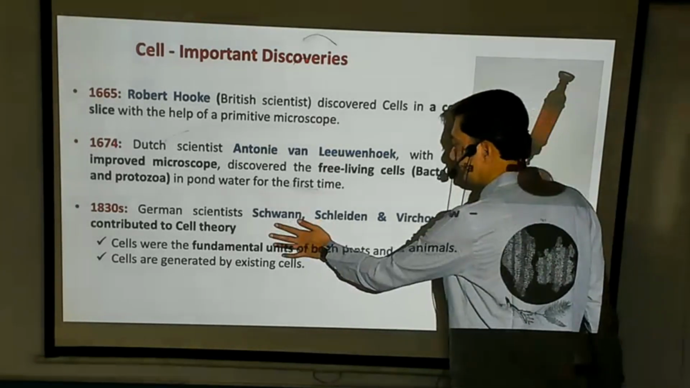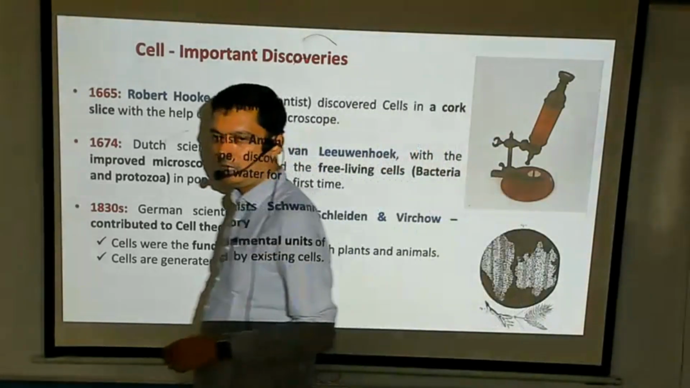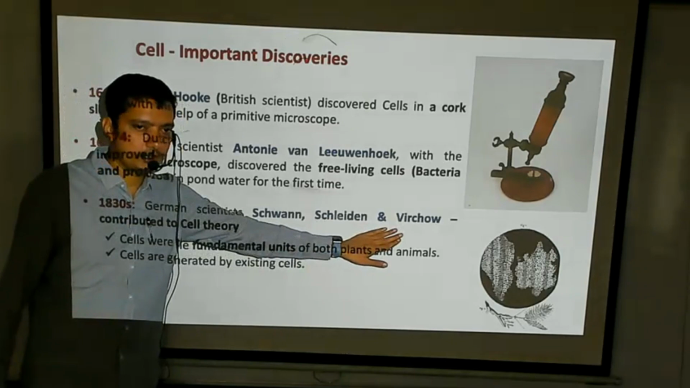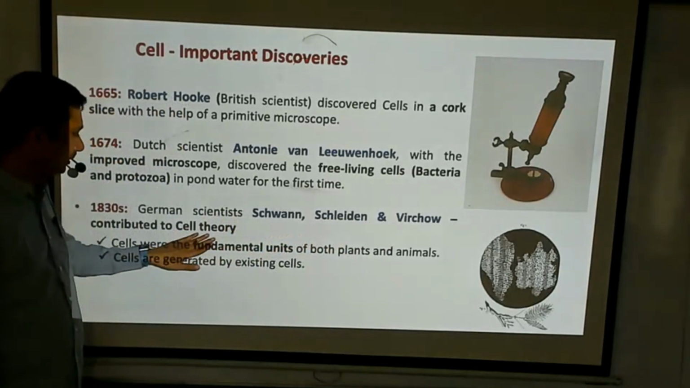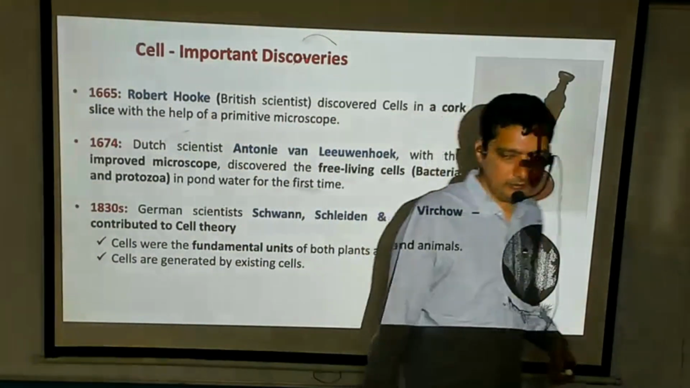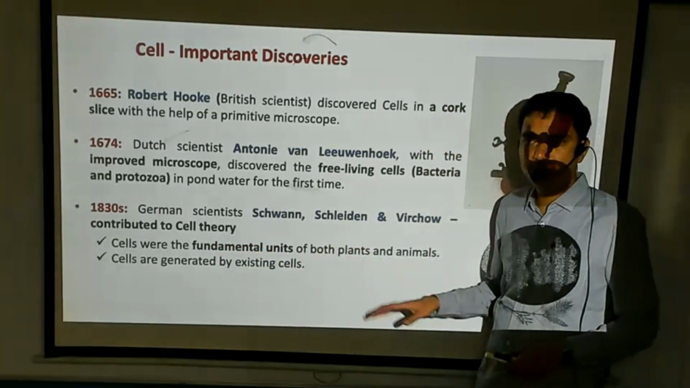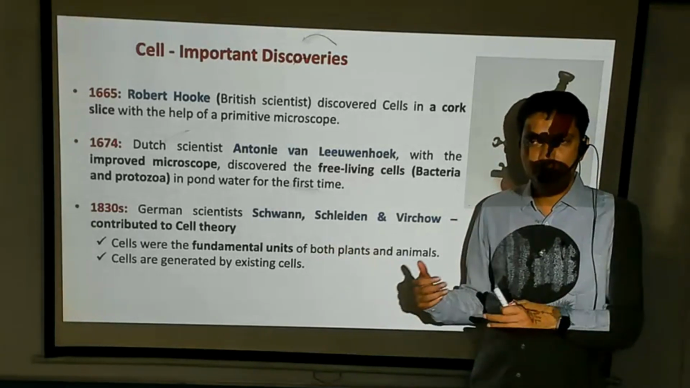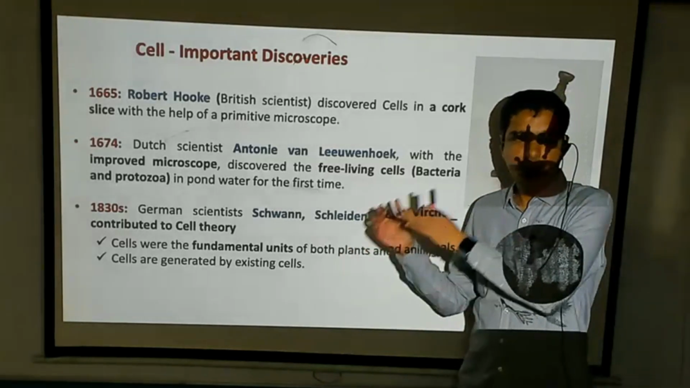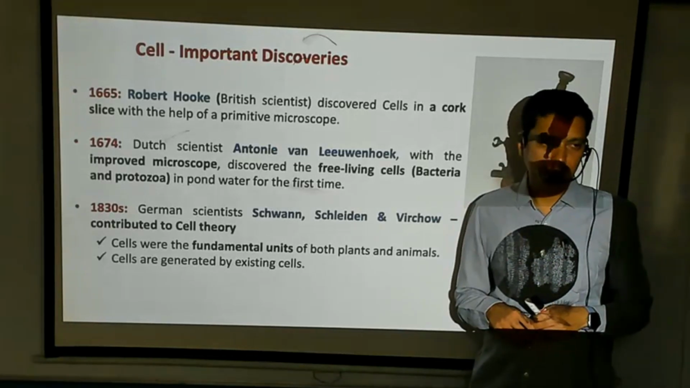So Schwann, Schleiden, and later another scientist called Virchow, all of them German scientists, gave what is called cell theory. What is cell theory about? Cell theory explained that all living organisms are made up of cells. So cells are the fundamental units of living organisms. They focused, of course, at that time on plants and animals. So they said, yes, plants are made up of cells, animals are also made up of cells. So they found out what living organisms are made up of.